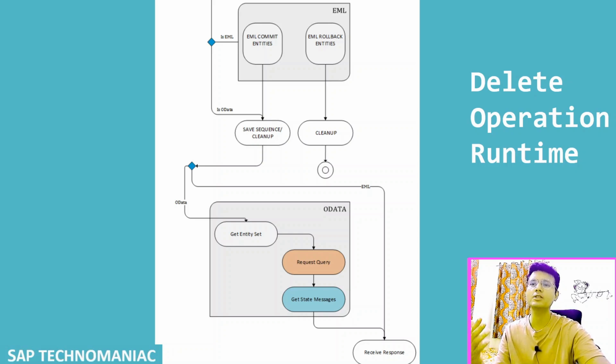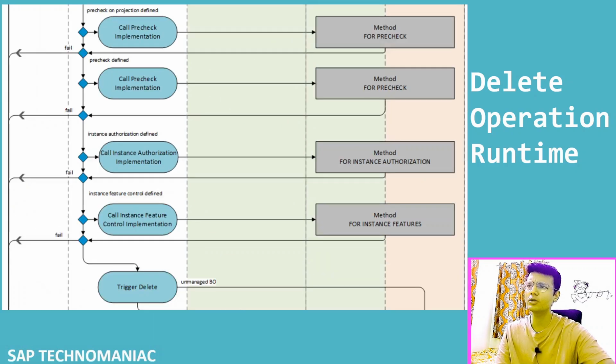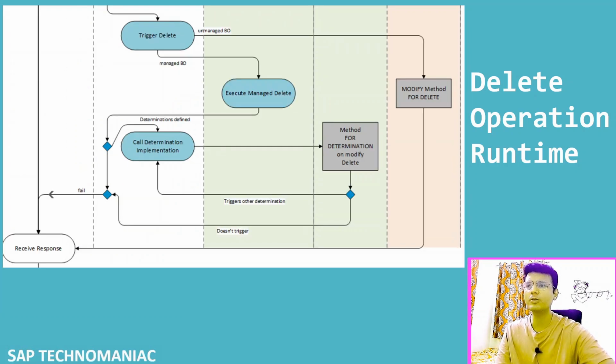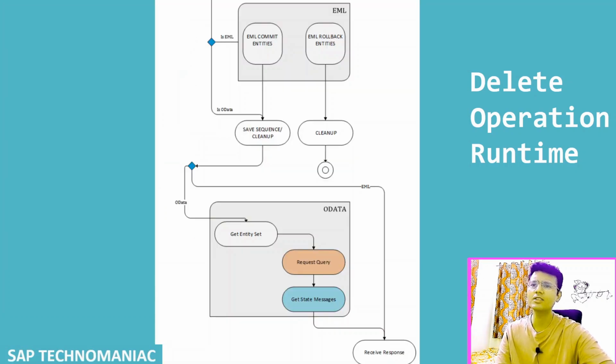Just I want to show you the sequence again. So this is the sequence. Apart from one or two things, I can see that we don't have any augmentation call. Obviously we don't need an augmentation method in between in the delete operation. Those kinds of things are not there, which are not required. Otherwise it's similar to the update operation only.